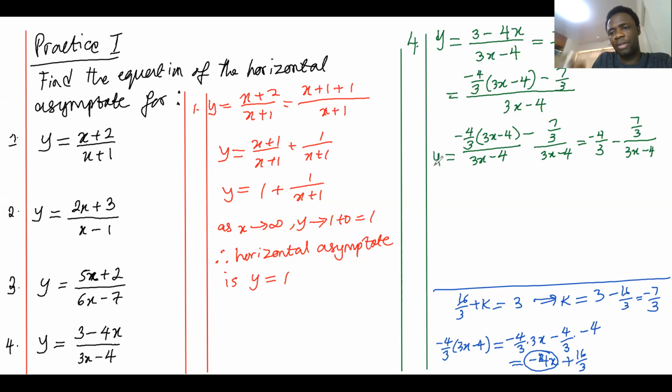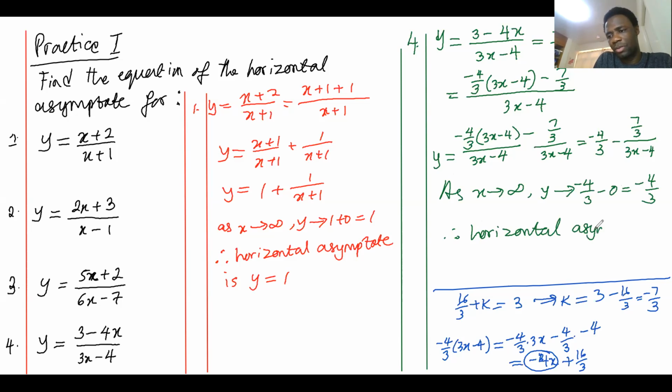So that's my y. Then you say as x tends to infinity, y tends to negative 4 over 3 plus 0 or minus 0 this time, which is negative 4 over 3. Okay, therefore, horizontal asymptote is y equals minus 4 over 3. That's all I ask you to do. Questions?